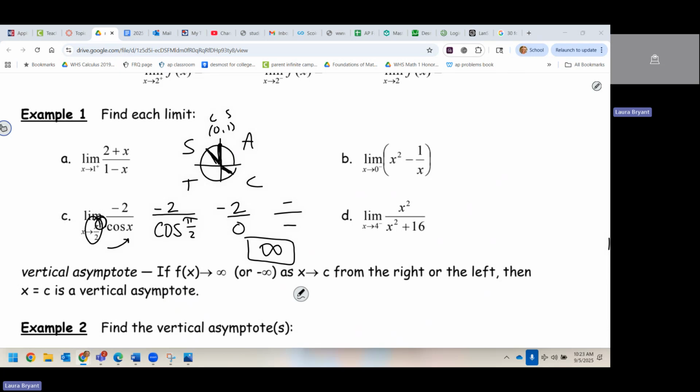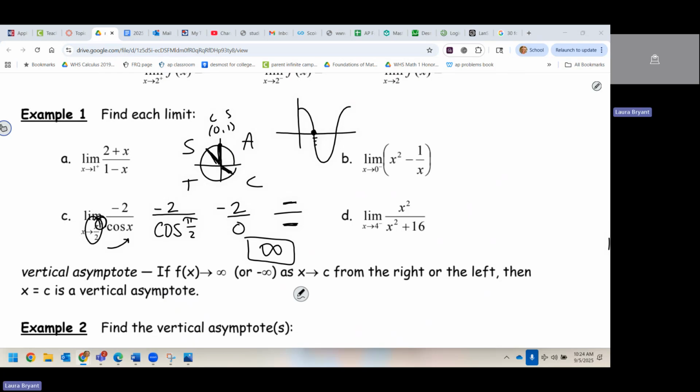If that didn't make sense to you, another way to look at this is your cosine graph: high, middle, low, middle, high. Pi over 2 is here. If I go to the right of pi over 2, just a little bit bigger, my result is negative. So you can either look at the graph of cosine at bigger than pi over 2, or your unit circle where cosine is bigger than pi over 2. In both cases, you should see that cosine is negative, and then a negative divided by negative overall is positive. It's a hard one.